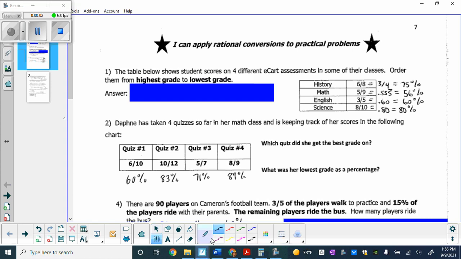All right, so in this video, we're going to be taking a look at how our conversions so far from fractions to decimals and percents are helpful when we're trying to look at practical problems, which is a fancy way of saying real life stuff.